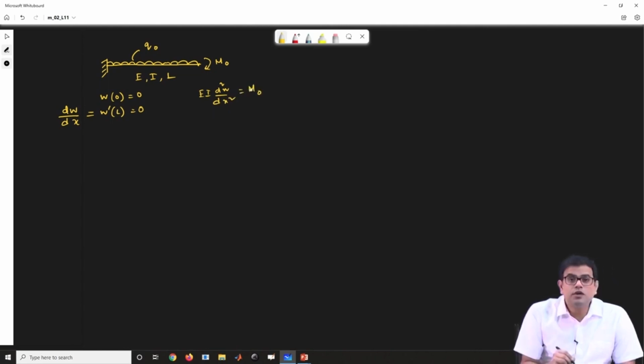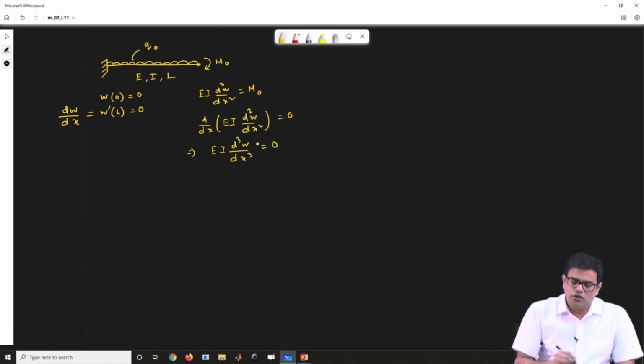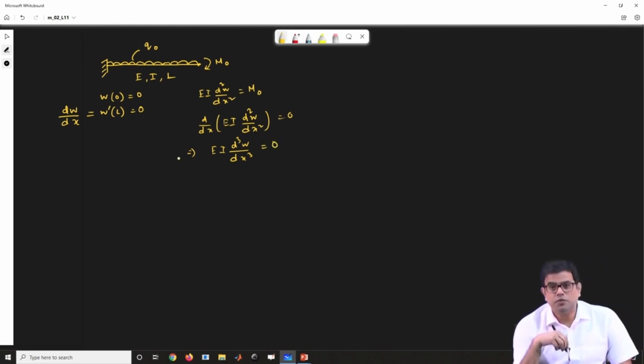What is the other boundary condition? The other boundary condition is that shear force has to be 0 here. So d/dx of EI d2w/dx2 has to be 0. If I take EI constant, that is EI d cube w by dx cube is 0. So this is the boundary condition of the problem. Now what is the weak form?